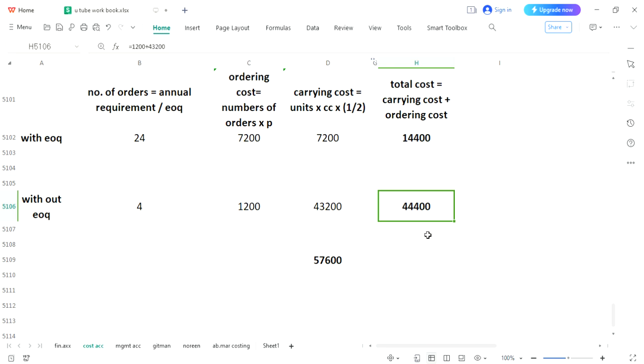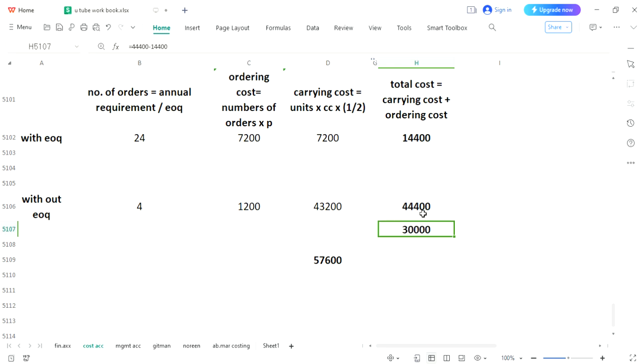So let me show how you would calculate your saving. In case of economic order quantity, your total cost was 14,400, and in case without economic order quantity, your total cost is 44,400. So here you can calculate your saving. How? 44,400, and you will subtract 14,400, and here is your total saving which you have just calculated.